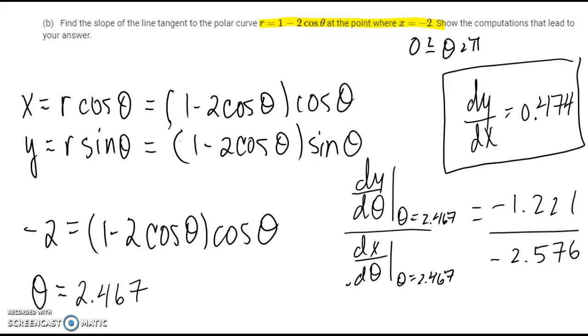I didn't write the rest of it down. I want to go through all the steps and the setup, and then I'll come back to the calculator for each of these. But we used our solver function to find theta is equal to 2.467. We were very careful that theta had to be between 0 and pi.